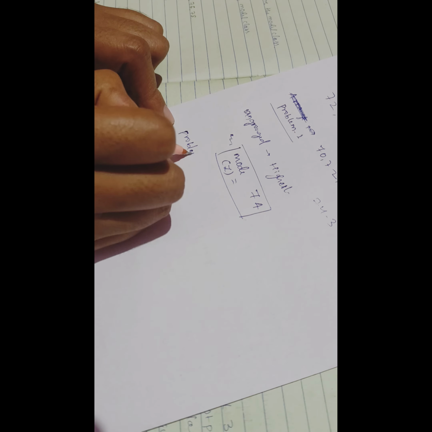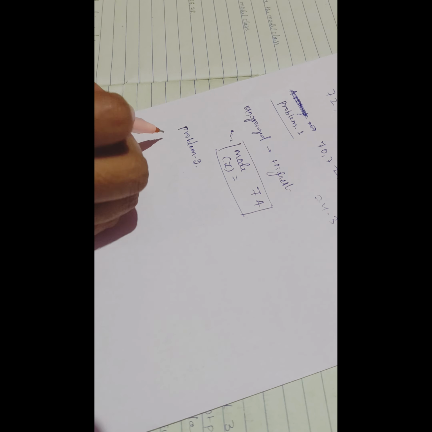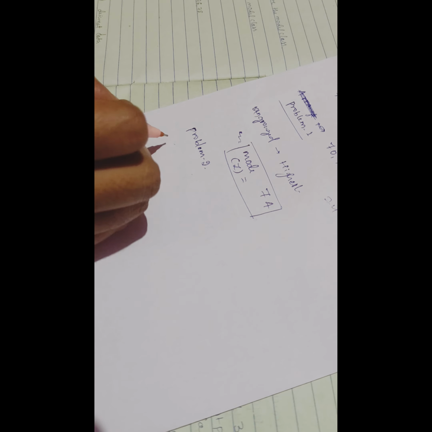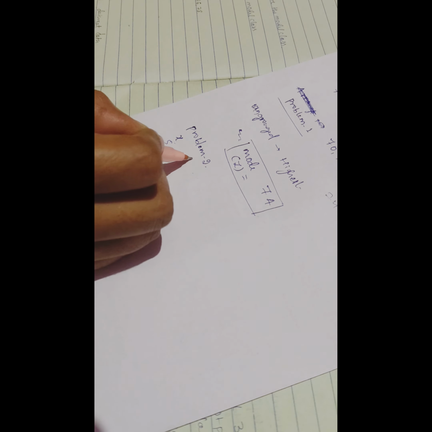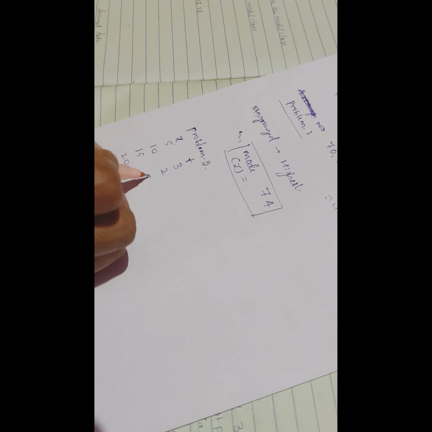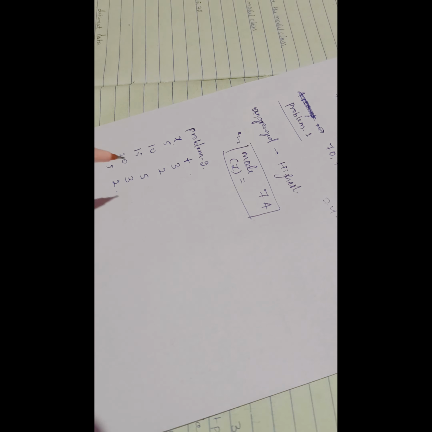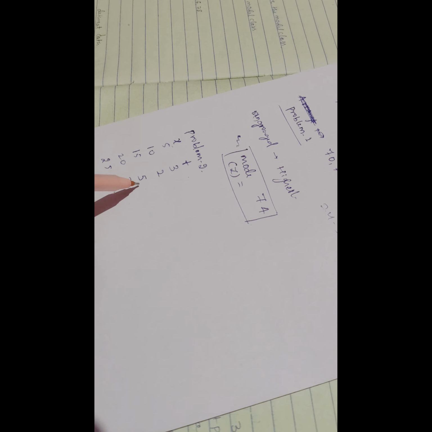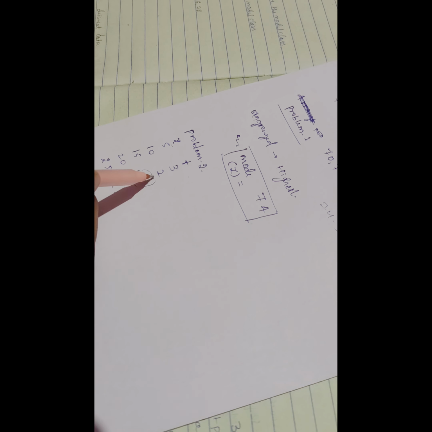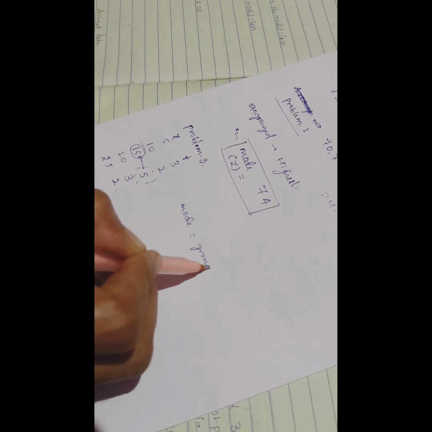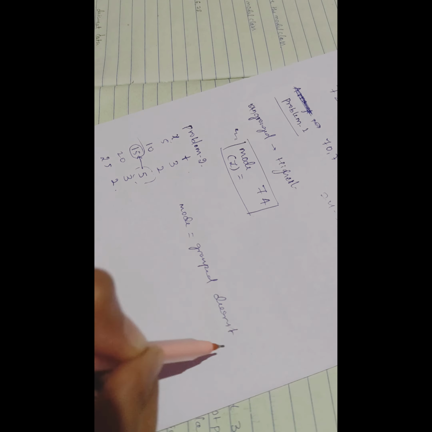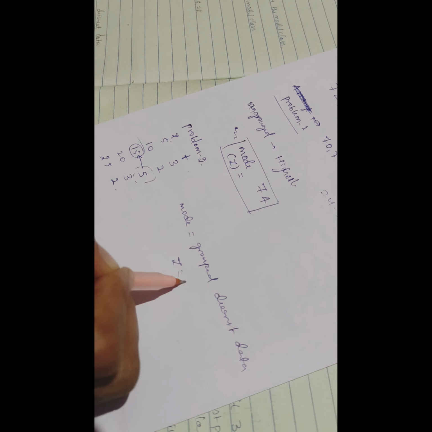Problem 2 is for grouped discrete data. They have given x as 5, 10, 15, 20, 25 and frequencies as 3, 2, 5, 3 and 2. Here it is very simple. We discussed that the mode is the value corresponding to the highest frequency. Here 5 is the highest frequency, so the corresponding value is 15. So the mode for grouped discrete data is Z equal to 15.